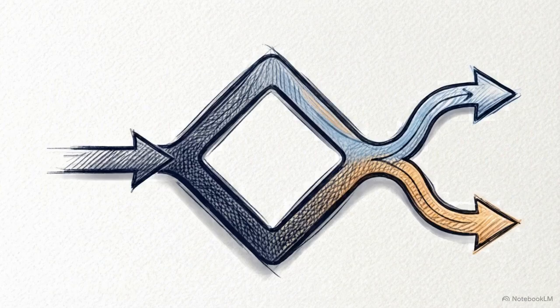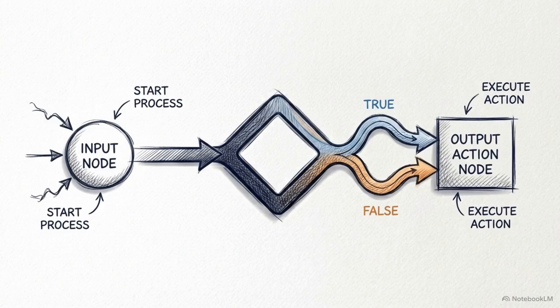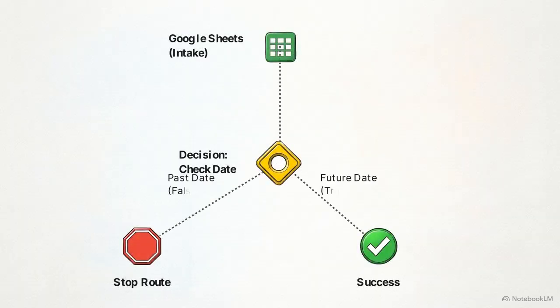To make the system intelligent, we need a logic gate. Disconnect the Gmail node briefly and insert an if node right between the Sheets trigger and the Gmail action. This diagram illustrates our decision tree. Set the condition to check the requested appointment date. If the requested date is in the past, the system routes to a stop node. If the date is in the future, it proceeds to the true branch, triggering the email.